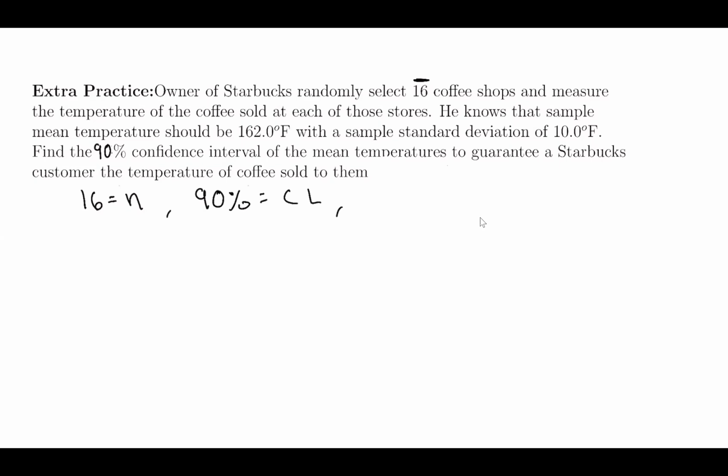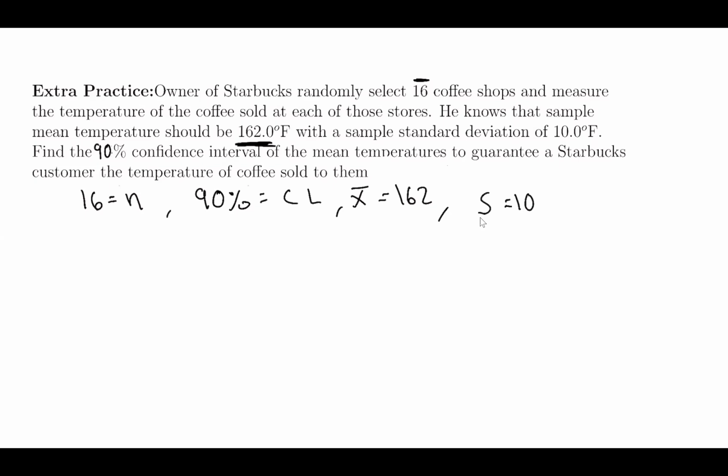Next thing, what does this 162 represent? That's our mean. Yeah, so the mean. So what type of mean? Is that the sample mean or the population mean? It's a sample mean. Perfect. What about this 10? What does this 10 represent? Sample standard deviation. Yeah, good.